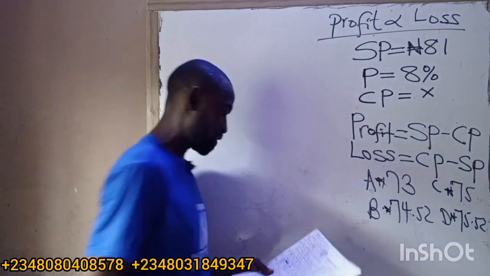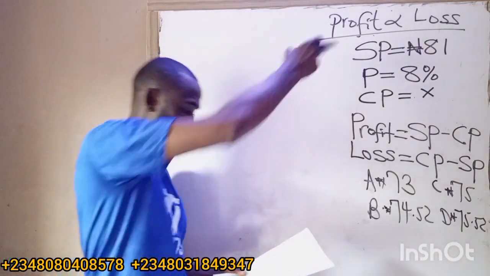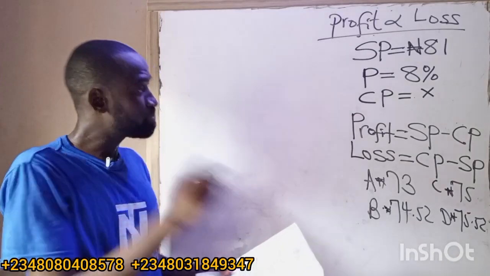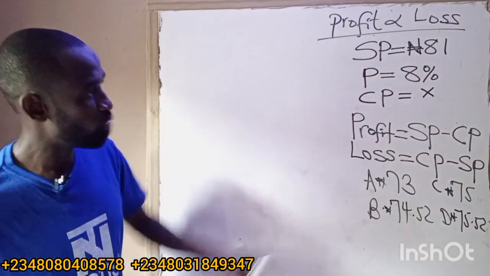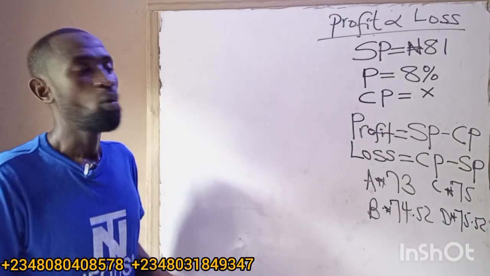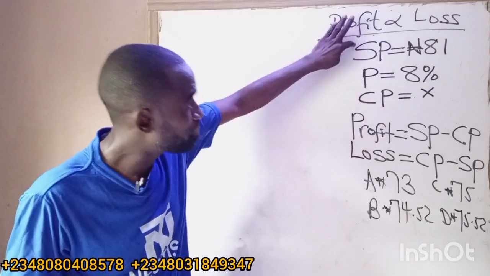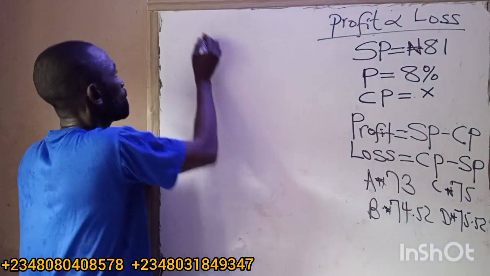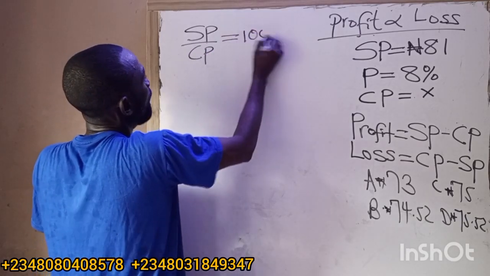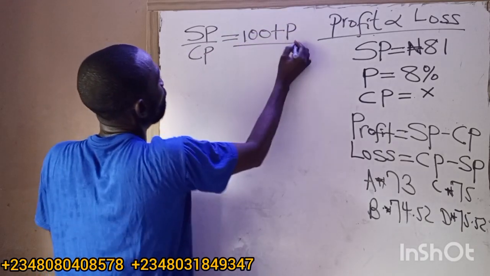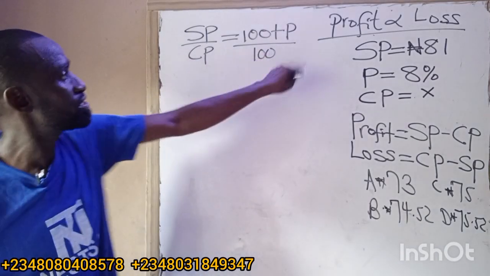So let me repeat the question so that you get it. When a dealer sells a bicycle for 81 naira selling price, he makes a profit of 8%. Okay, 8%. What did he pay for the bicycle? He has to find the cost price. So class, whenever a question involves selling price, profit and cost price, see the formula. We say selling price over cost price will be equal to 100 plus P, where P is profit, all over 100.